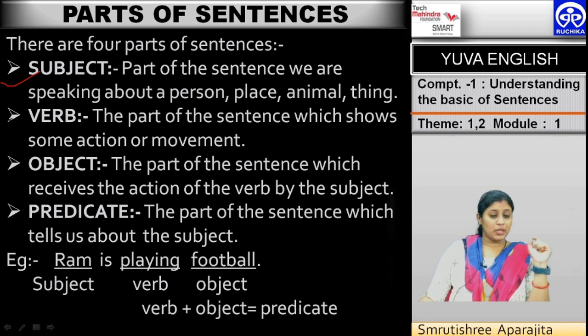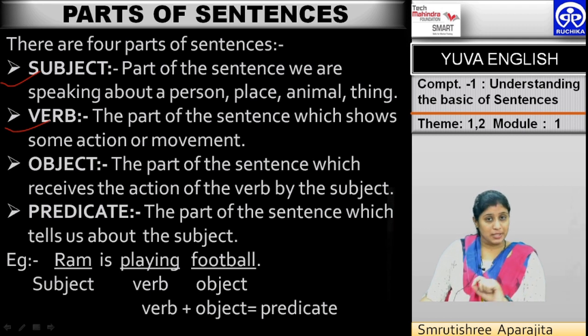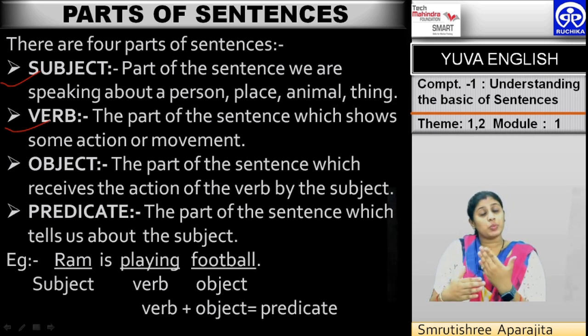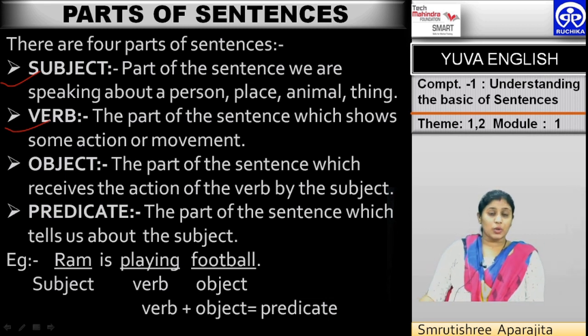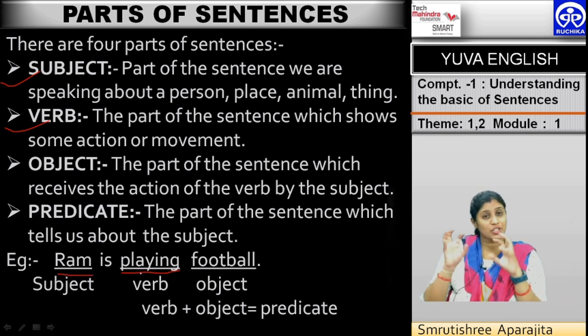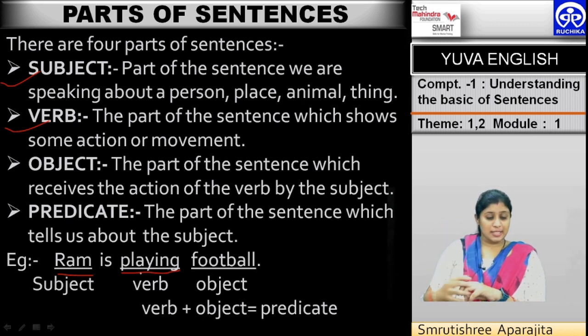Next is our verb. That is also a main part of our sentence. Without a verb, a sentence is never completed. We cannot form a sentence without a verb. And what is a verb? Verb is the action word, or the word which shows some kind of action, some kind of movement, or some kind of motion in the entire sentence. If you see over here, Ram is playing football. Now Ram is our subject and playing is our verb. That action is going on in the sentence.